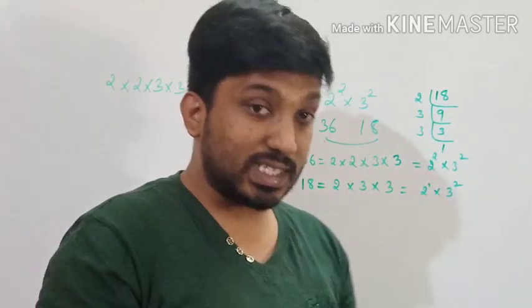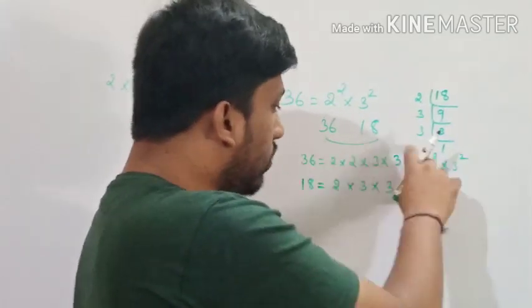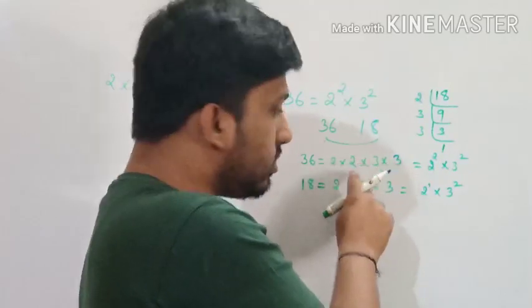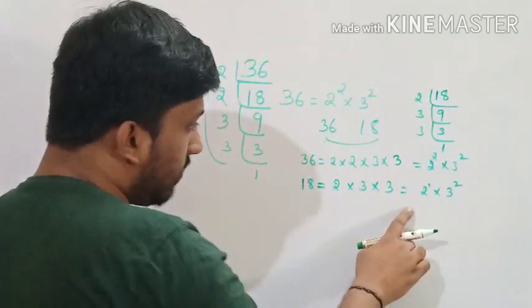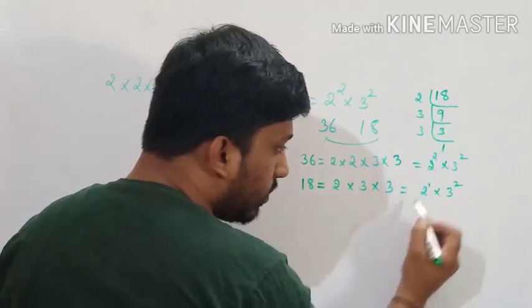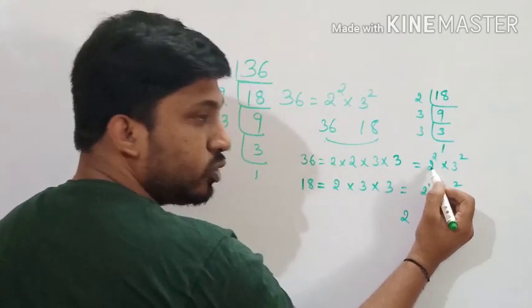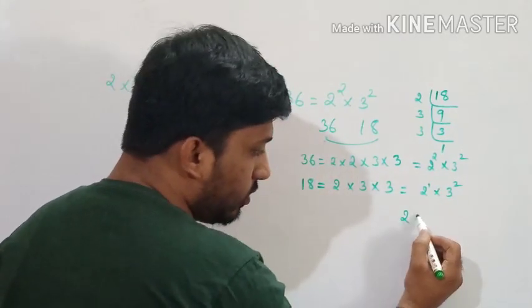Now for finding HCF, we'll be taking the common prime factors with the least power. So here we'll be having the least exponent, that is 2. If you consider this is common, and the least exponent is 2, 2 to the power of 2, 2 to the power of 1. This is the least power. I am going to take this.